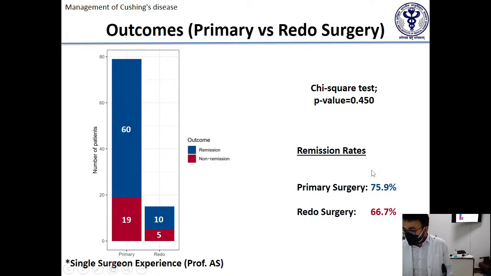And then this is the single surgeon data of Professor R.C. Suri, with equally good results in the primary surgery group, around 75%, and redo surgery of 66.7%.